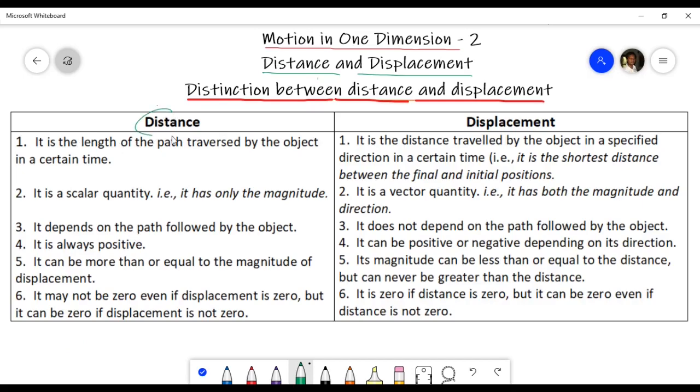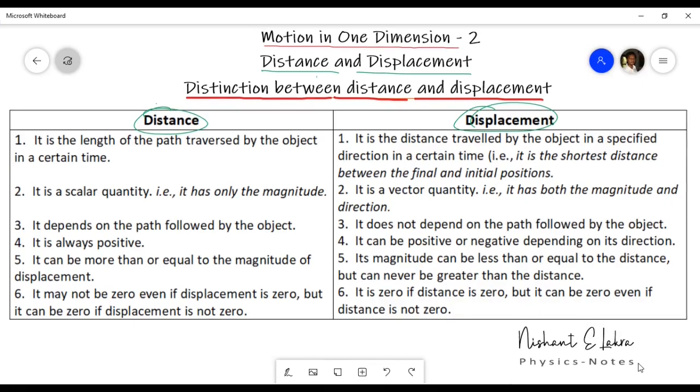Now here is the distinction between distance and displacement in summary. I want you to go through it by yourself, learn it, write down the note, okay, and keep learning it. I hope you have understood this.